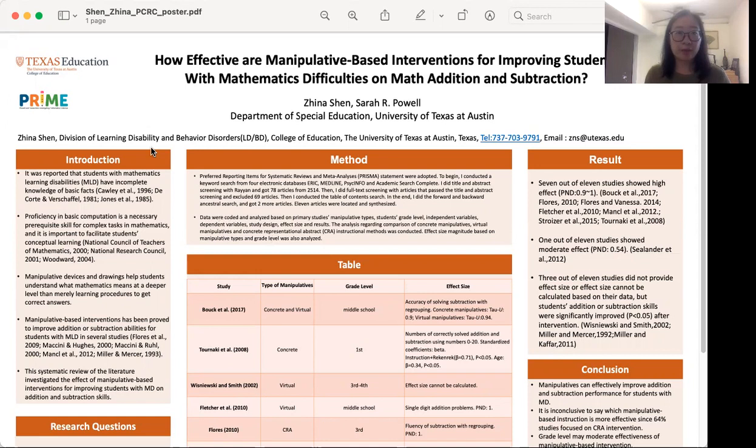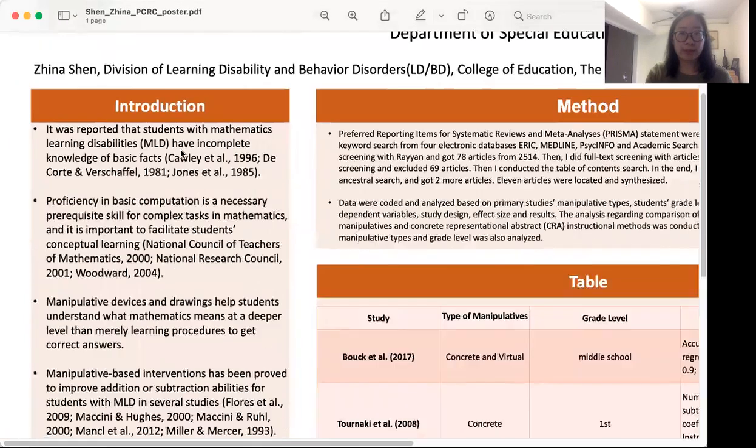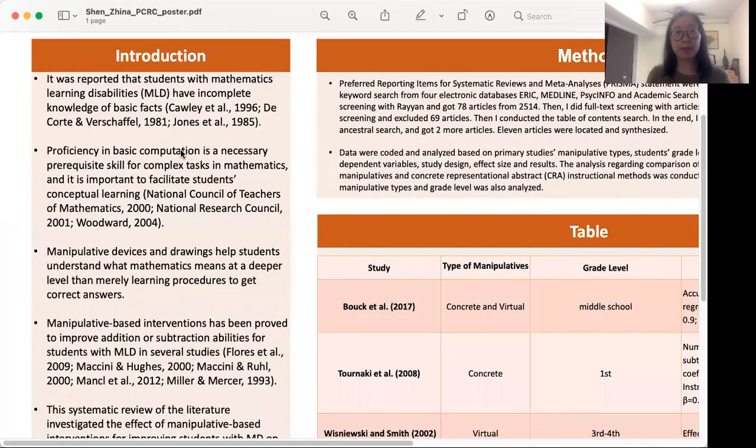I'm going to start with my first part, my introduction. It was reported that students with mathematics learning disabilities have incomplete knowledge of basic facts. Proficiency in basic facts is a necessary prerequisite skill for complex tasks in higher-level study, and it's also important to facilitate students' conceptual understanding.